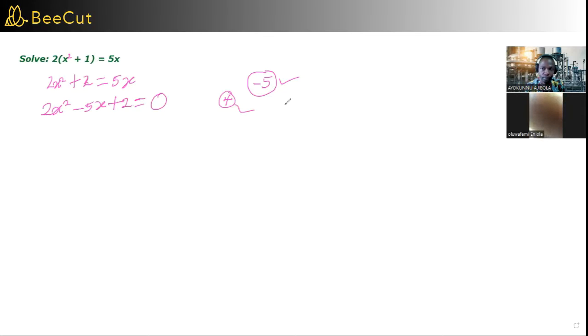2 times 2 gives us 4, but 2 plus 2 will not be it. Think of other numbers to multiply to give us 4; you have to use negative numbers.